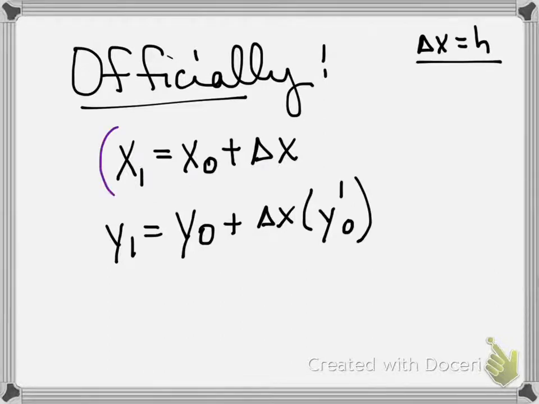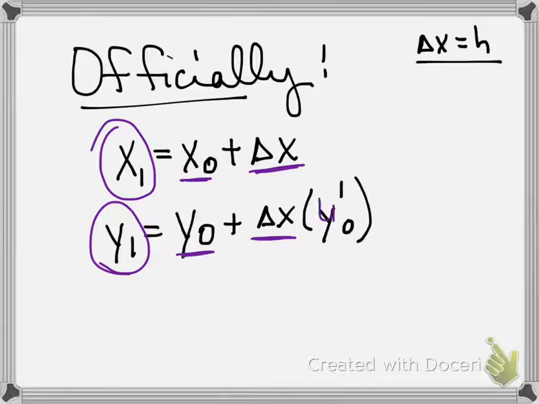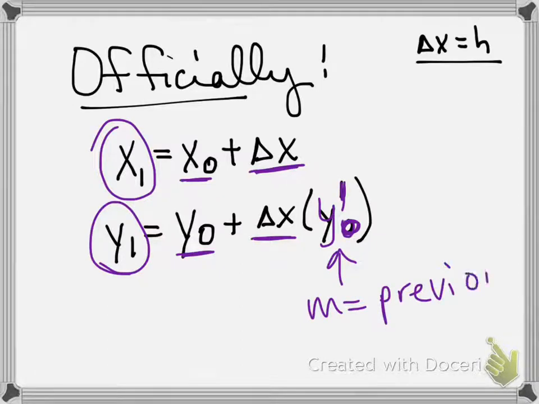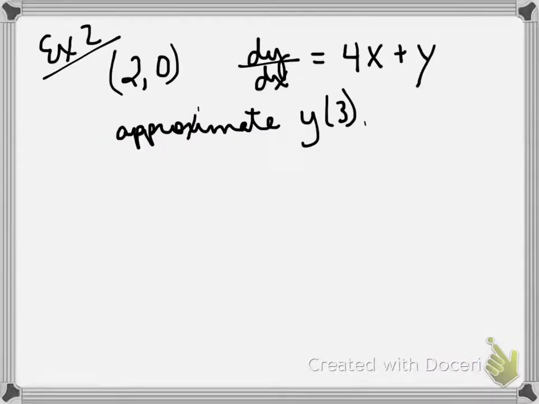When you're trying to find the next x, you take the previous x plus the delta x. When you're trying to find the next y, you take the previous y plus the delta x times the y prime of whatever that previous y was. Okay, so this slope right here is the slope at the previous x and y. So if we have y1, then this would be the slope at x naught, or x0, and y0. Okay, so let's look at another example.